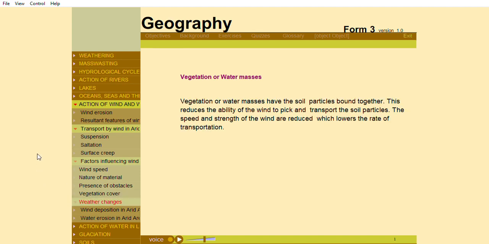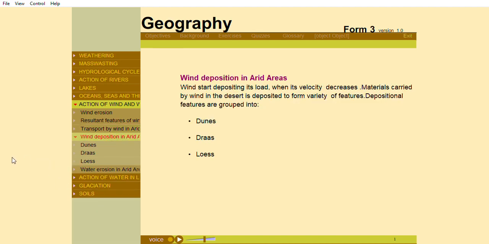Weather changes. Periodic weather changes lead to a change in the rate of transportation by wind. Wind deposition in arid areas: wind starts depositing its load when its velocity decreases. Materials carried by wind in the desert are deposited to form a variety of features. Depositional features are grouped into dunes, dreikanter, and loess.